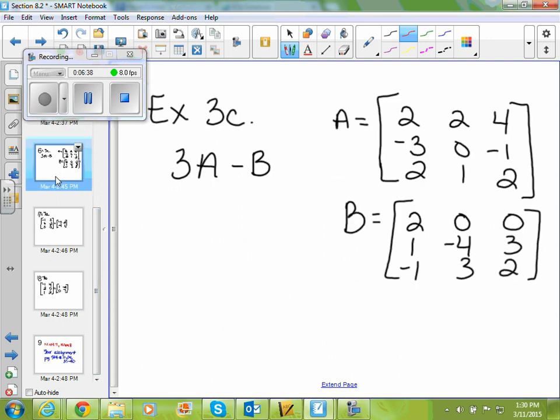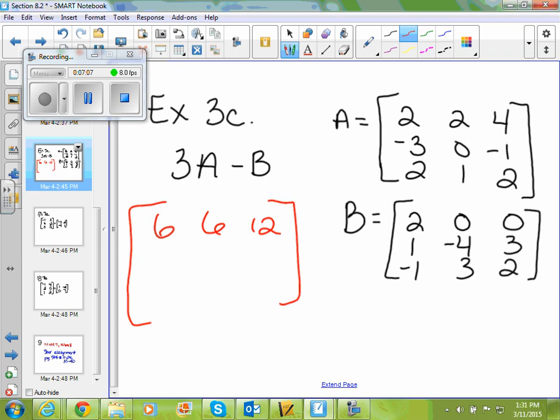Pretty straightforward. Okay, so if I do the same thing for 3c, where I take 3A minus B, I'm doing two things. I'm doing scalar multiplication and I'm subtracting. So if I take 3 times A, then I get 6, 6, 12. This is the same A as your last example, just FYI. 9, 0, negative 3, 6, 3, 6. And I'm subtracting B from that.